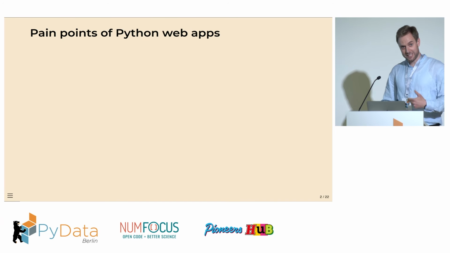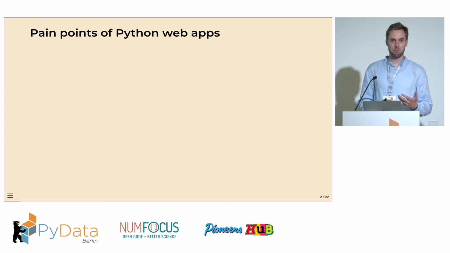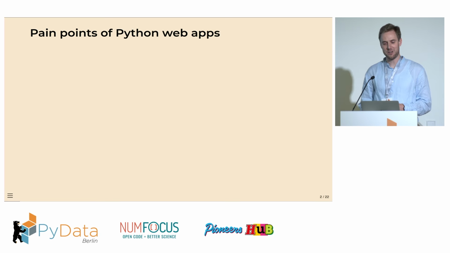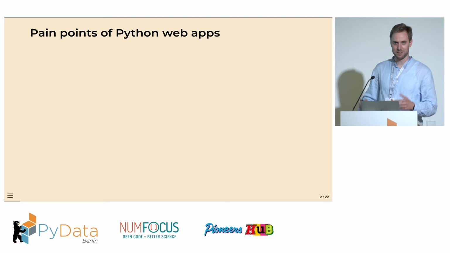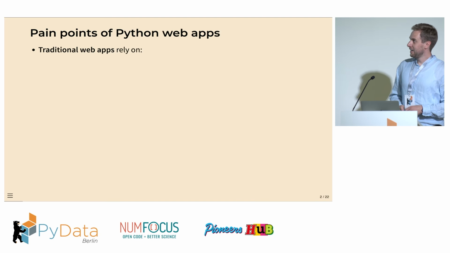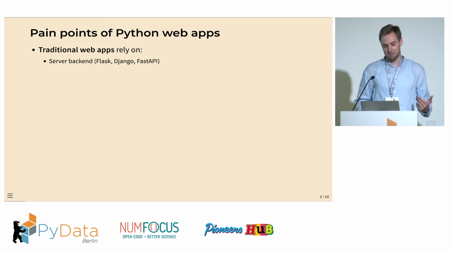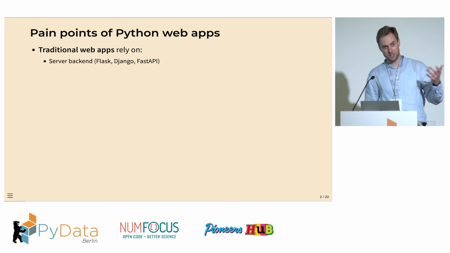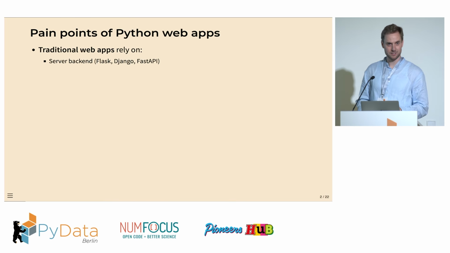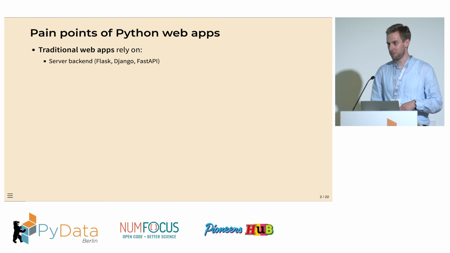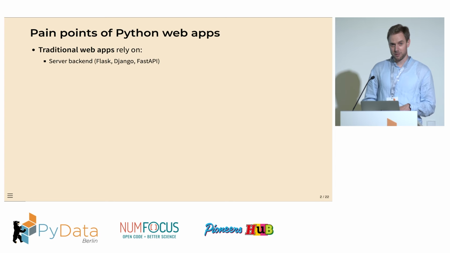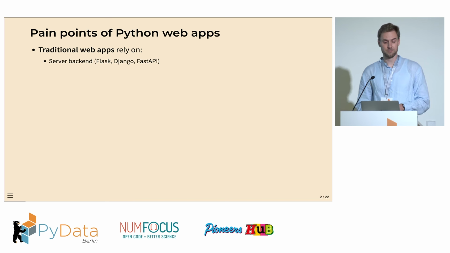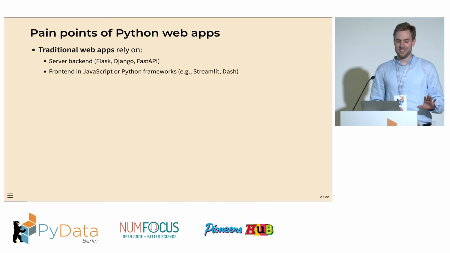But let's set the stage. Let's start with a few pain points that typically arise in web development or in app development with Python. So the traditional web apps usually rely on some sort of server backend. So Flask, Django, FastAPI are probably frameworks that you are familiar with. These are also frameworks that I have played around with. I'm not an expert on any of those, so please don't ask any questions about them.